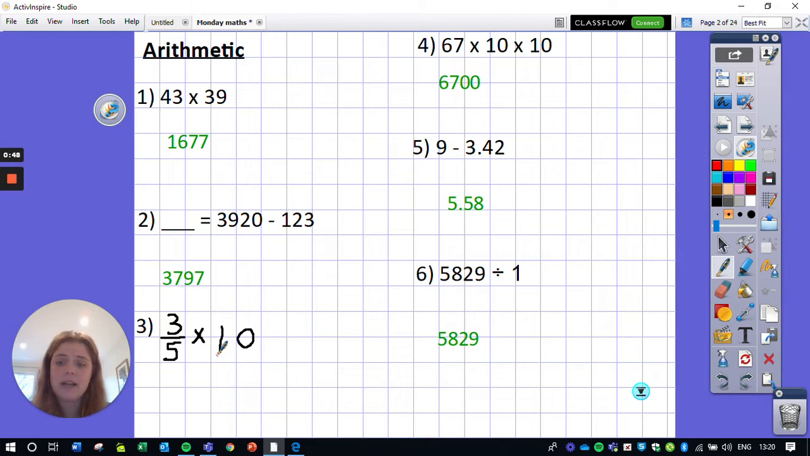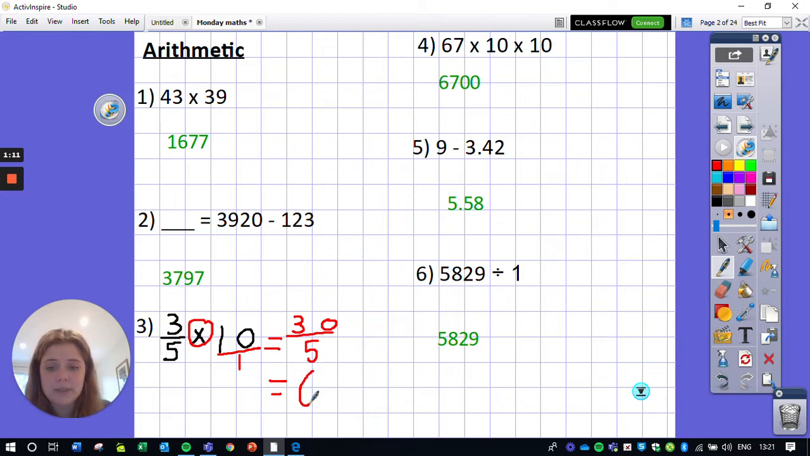There's 2 ways really that would have been sensible in order to solve this. Firstly, making 10 over 1. Then you're doing 3 times 10, which is 30, and 5 times 1, which is equal to 5. If you did this method, however, please make sure you remember you can't leave your answer as a top-heavy fraction when you're timesing fractions. So all you need to do now is simplify that. 30 divided by 5 is equal to 6.